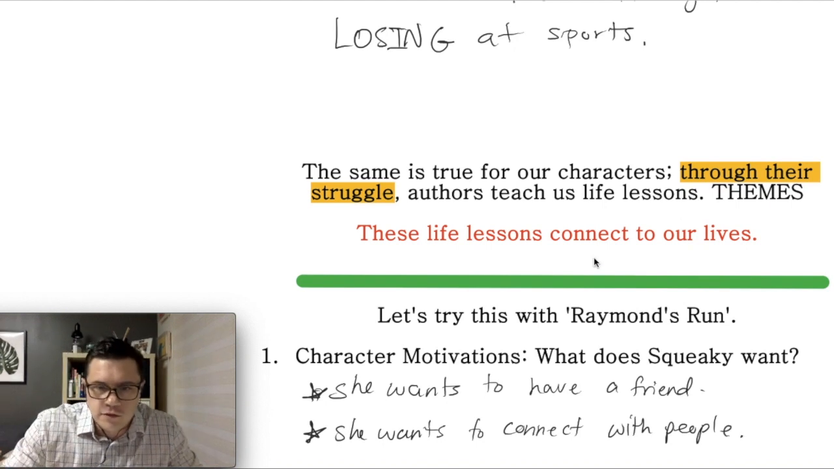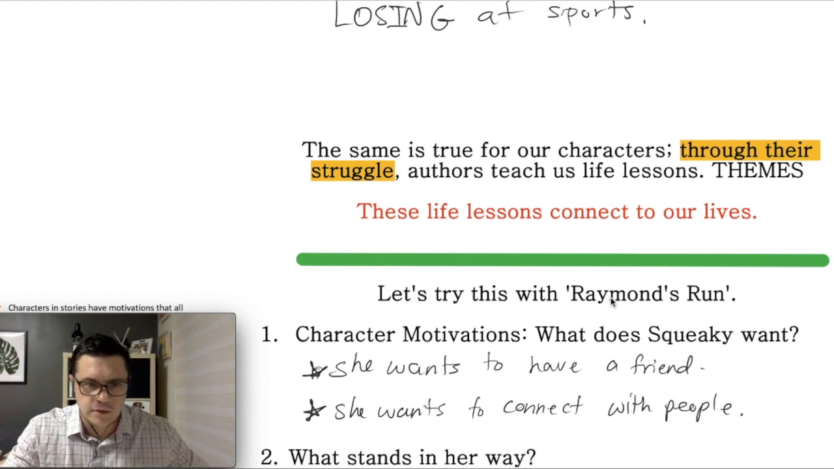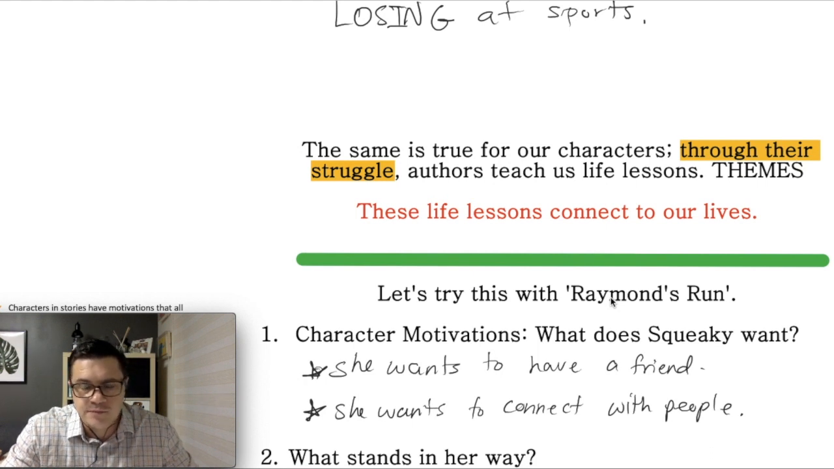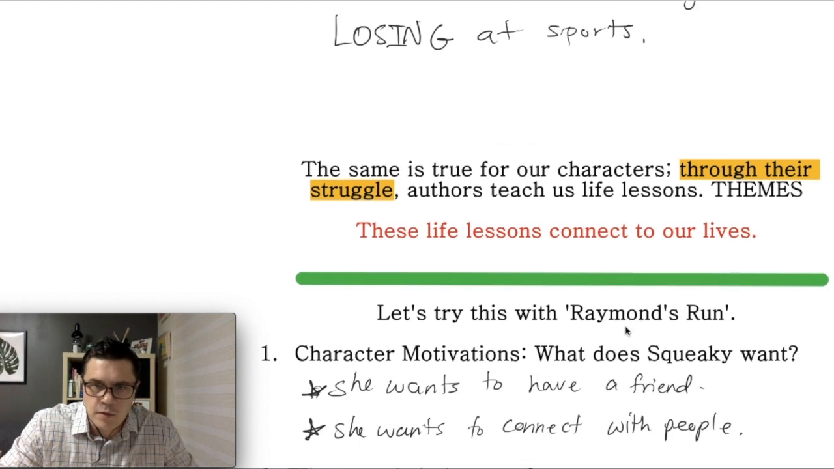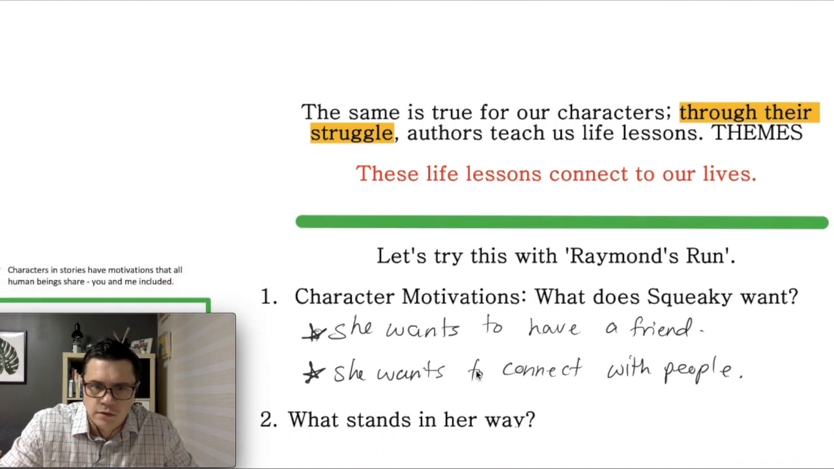Okay, so I've got two answers here. I wrote that she wants to have a friend and she wants to connect with people. Now, Raymond's Run is a bit unique because we don't really learn about Squeaky's motivations until the very end. Often in your stories, you'll find that the author lets you know what the character really wants earlier in the story. So we've got some ideas here about what motivates her. Okay, and we're going to call this step one.